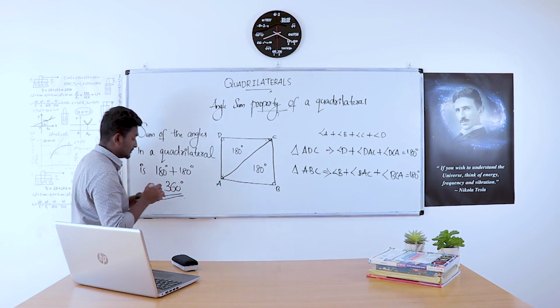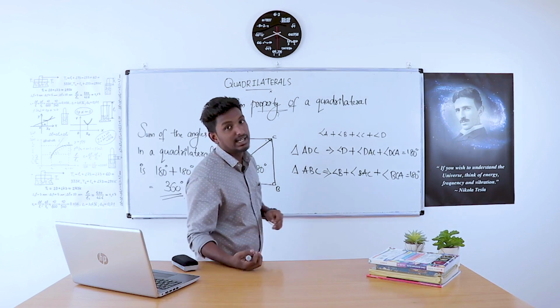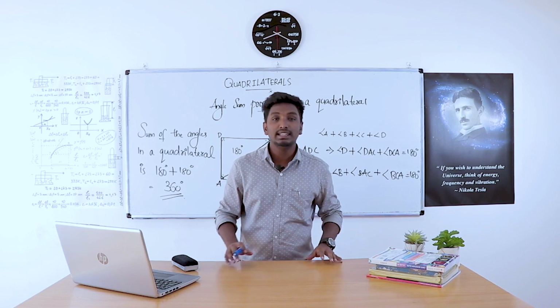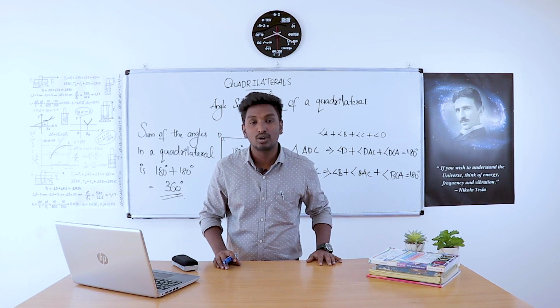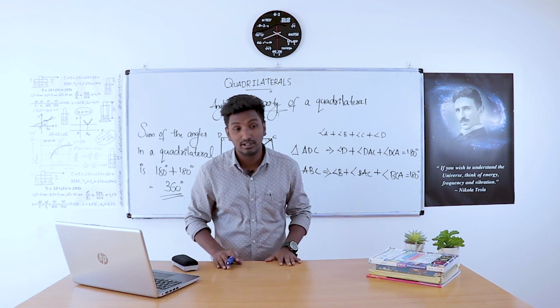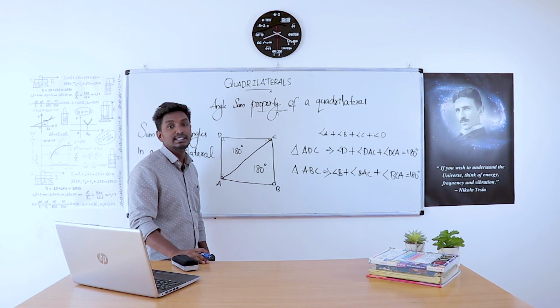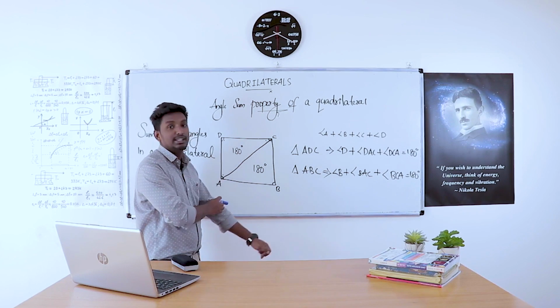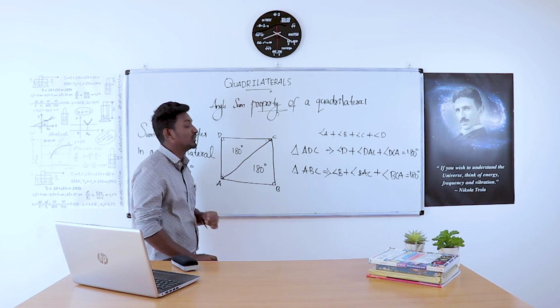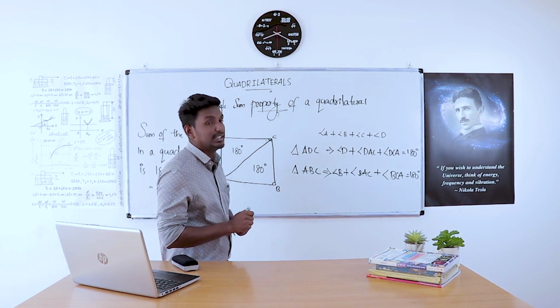So the angle sum property of a quadrilateral says that the total interior angle of a quadrilateral, or the sum of the angles in a quadrilateral, is 360 degrees. This is one method to find the total sum of angles in a quadrilateral. Otherwise, we can use an equation.